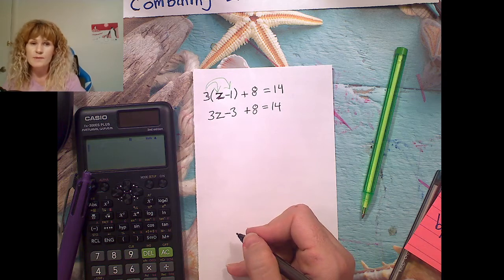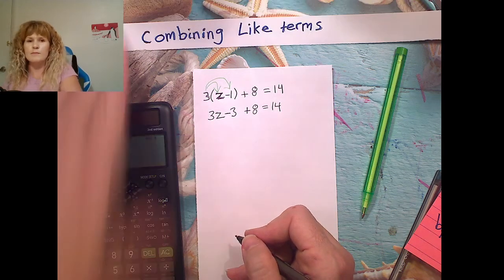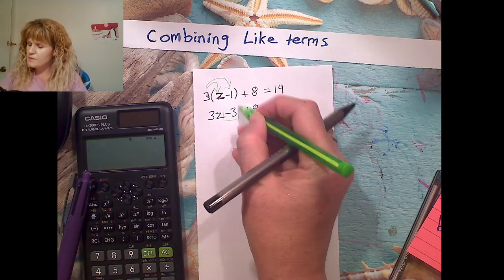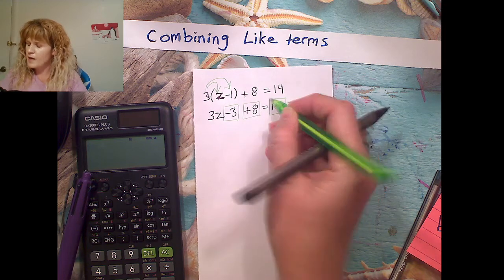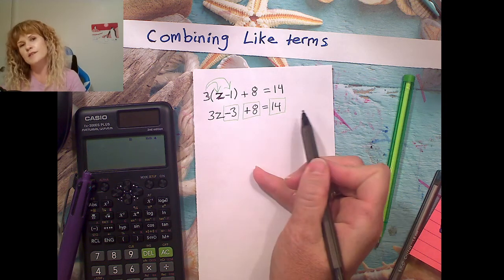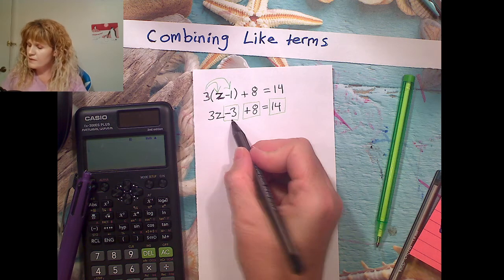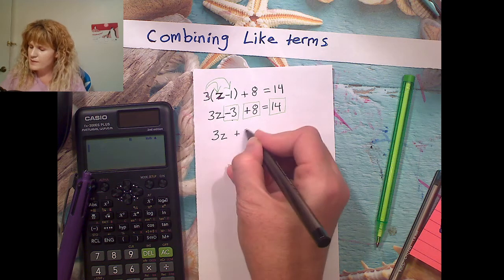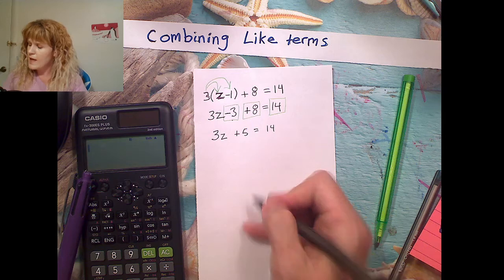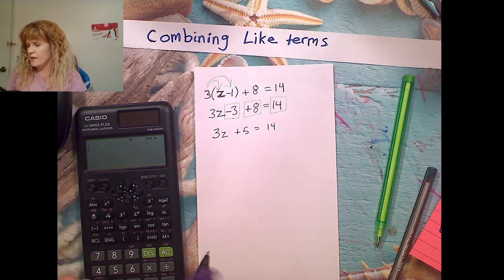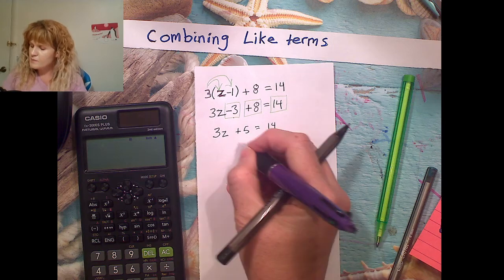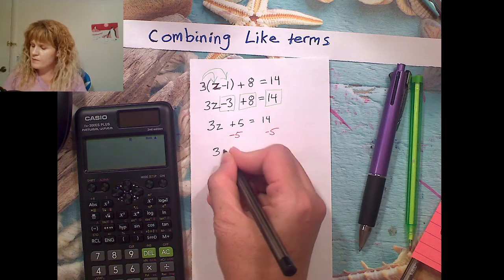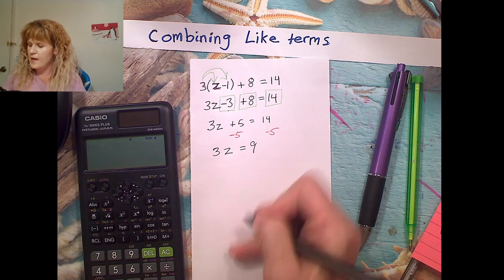Okay, good. And in our previous video, you already studied combining like terms, so you know what to do now. We're going to combine all these terms that do not have a variable, and we want those terms on the other side of the equal sign. So negative 3 plus 8 is 5. 3z plus 5 equals 14. And to get this 5 to move over to the other side of the equal sign, I'll subtract 5 from both sides. And I'm left with 3z equals 9.